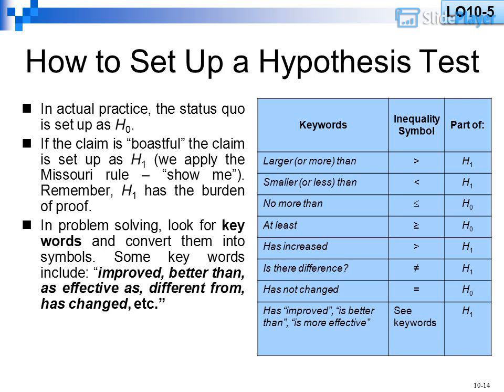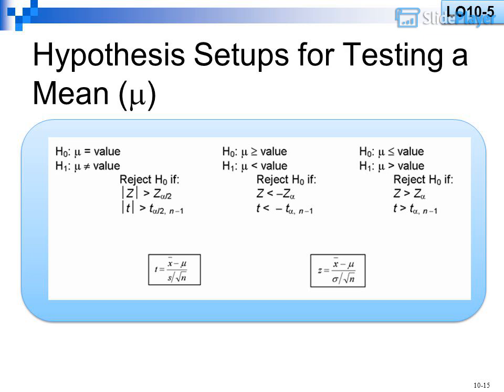H0: at least, greater than or equal to, has increased. H1: is there a difference, does not equal, has not changed, equals, has improved, is better than, is more effective. See keywords. Hypothesis setups for testing a mean.